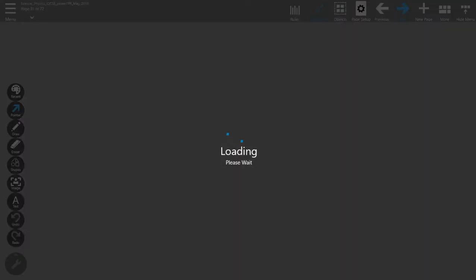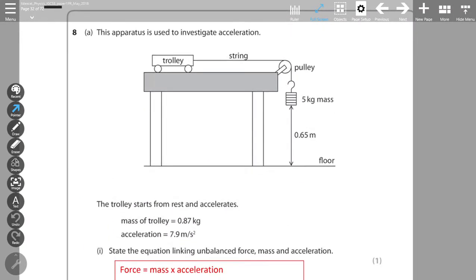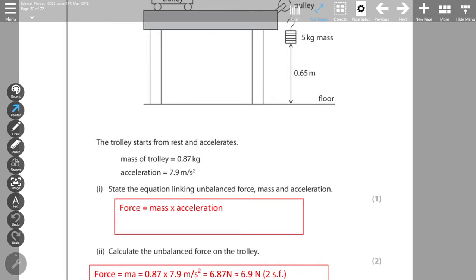Finished with this paper. Next question. The apparatus is used to investigate acceleration. So we have trolley, string, pulley. Here mass. So under gravitation this pulley moves, but of course there is friction. The trolley starts from rest and accelerates.